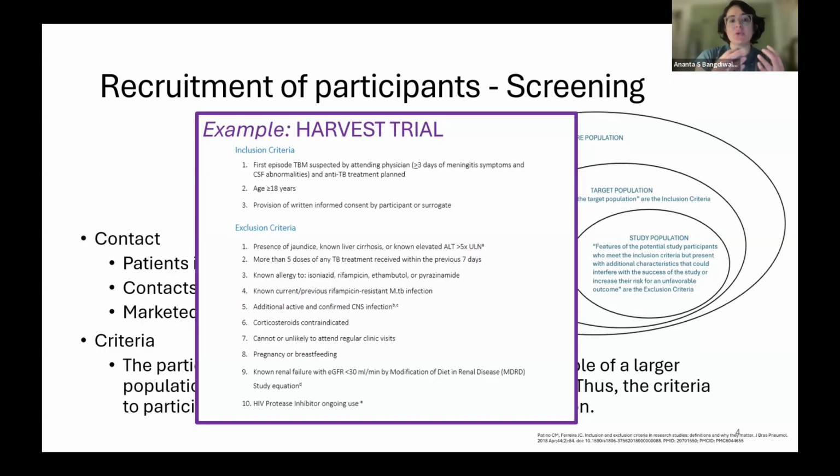The contraindicated medication is something that would maybe lead the participant to have an unfavorable outcome in the study. But something like exclusion criteria number 7, unlikely to attend regular clinic visits, that's an exclusion criteria to protect the study itself. We want to have the least amount of missing data. We want participants who show up regularly to all of their scheduled visits. So those are some examples.